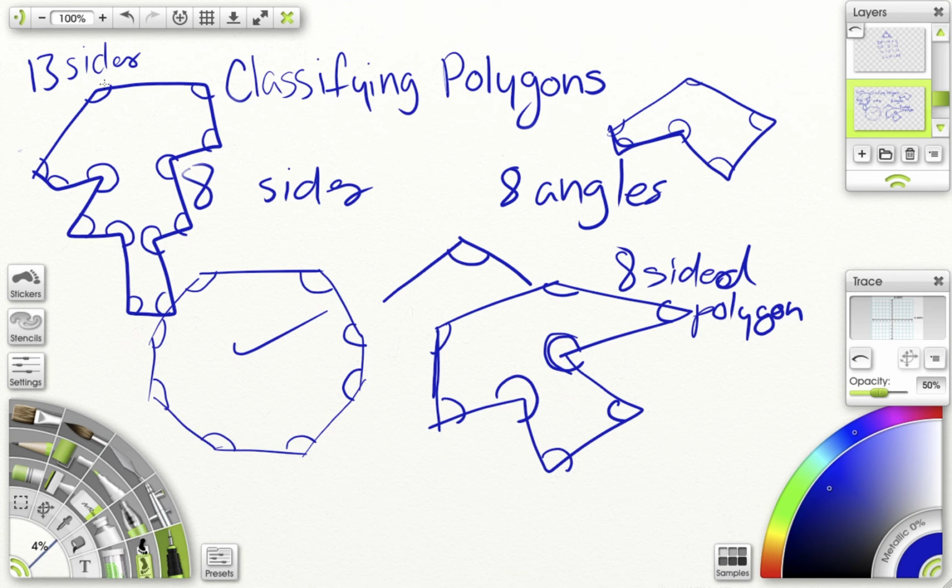So your job for today is you're going to have a sheet that lists, or you can draw, shapes that have the same amount of sides and angles. So it's going to say 4 sides, 4 angles, 5 sides, 5 angles, 6 sides, 6 angles. And it's going to ask you to name the shapes.